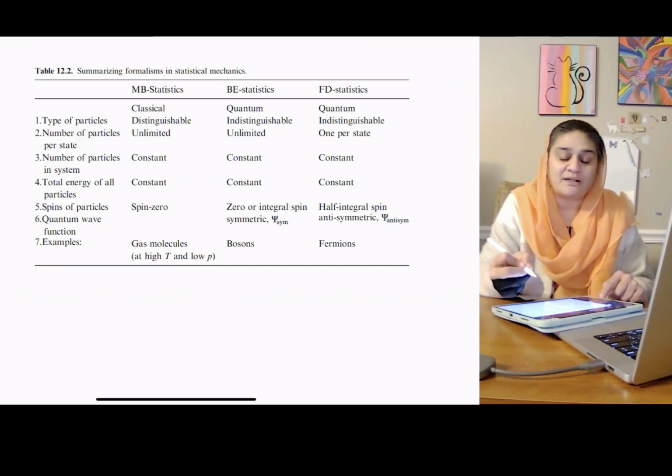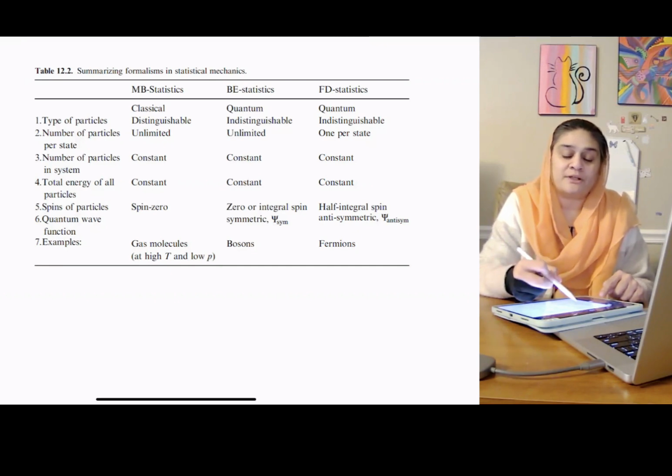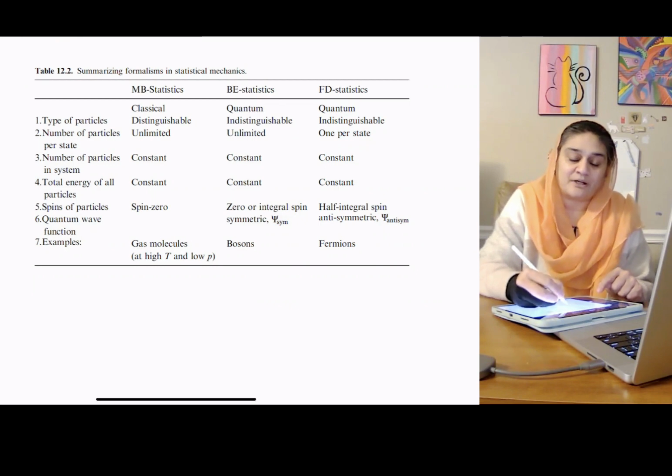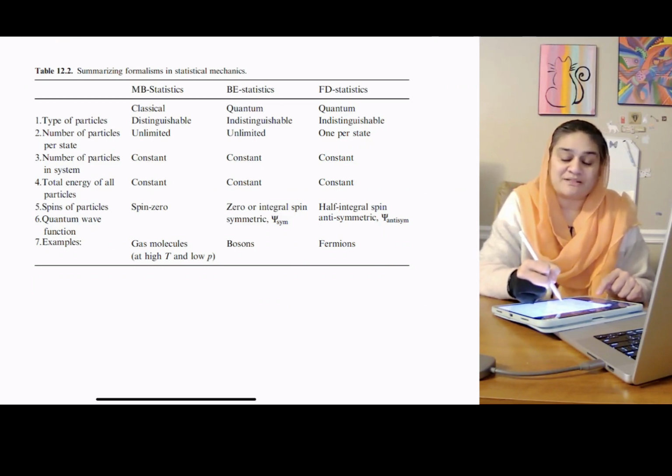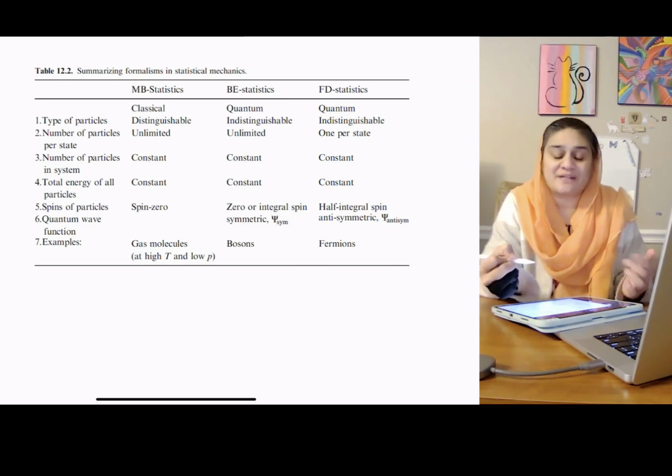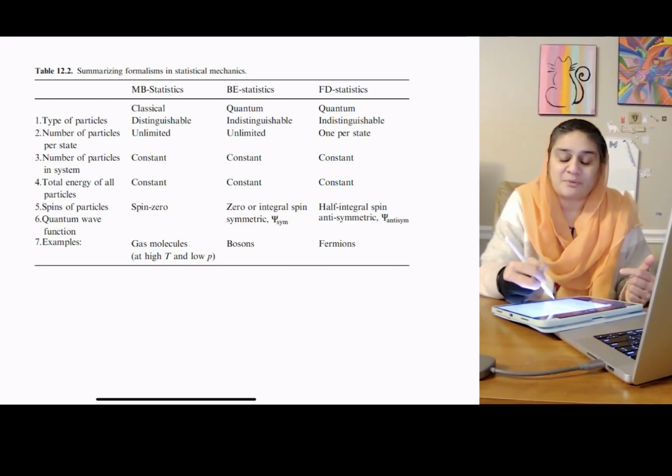The types of particles in Maxwell-Boltzmann are distinguishable. The number of particles per state is unlimited. The number of particles in a system is constant. Total energy is also constant. They are spin zero. Examples for Maxwell-Boltzmann are gas molecules, usually at high T and low P.